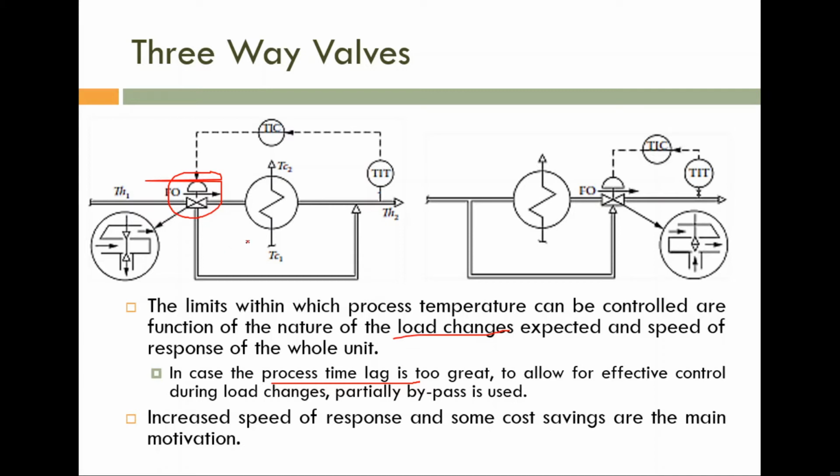Okay, so what is the disadvantage? Accuracy is decreased. But what is the purpose if you have these two problems, load changes and large process time lag? That is the purpose. That is why we are using a three-way valve, or a bypass line. Now, what is the advantage of using a bypass line? One is that the speed of response is increased, second, the cost is saved, and the main advantage is we can increase the degrees of freedom.